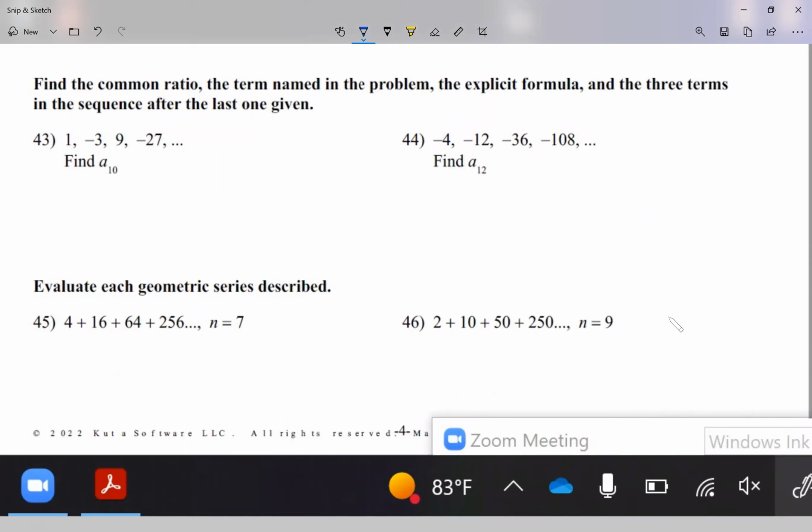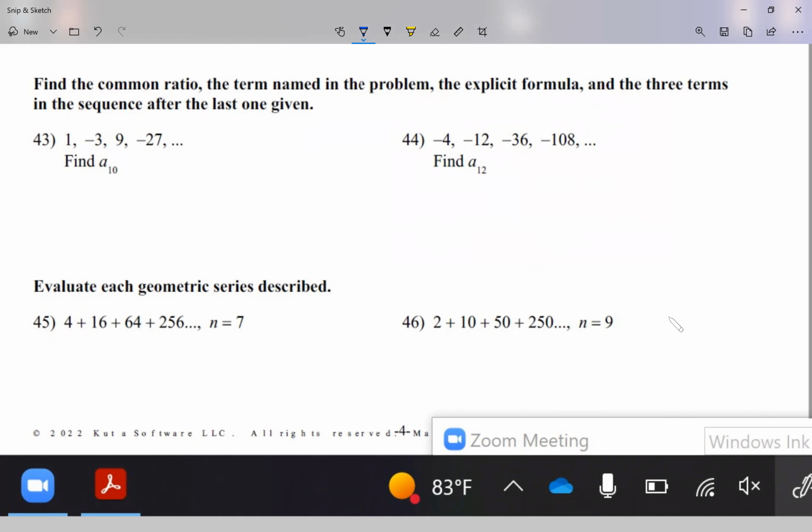Geometric sequences is basically: I start with a number, and in order for me to get the next number, I multiply. There's something I keep on multiplying over and over in order for me to get the next number. So let me use questions 43 to 46 for us to practice for today's review. But I'm going to review in questions 43 and 44. I'm going to review a few things in here.